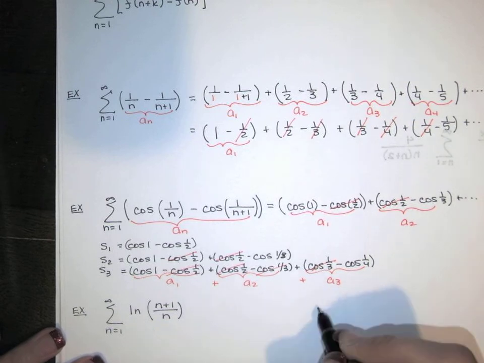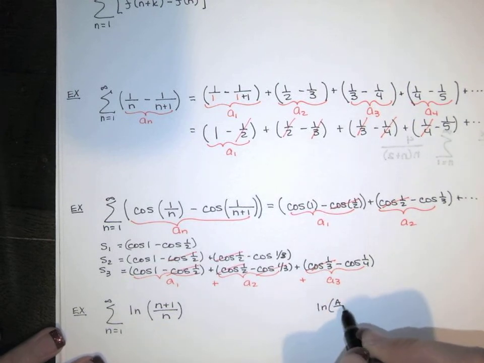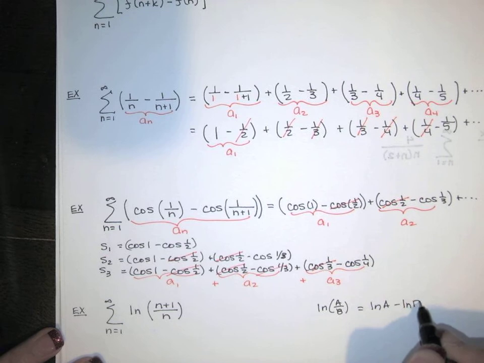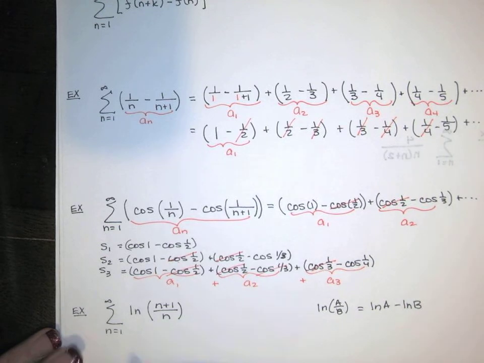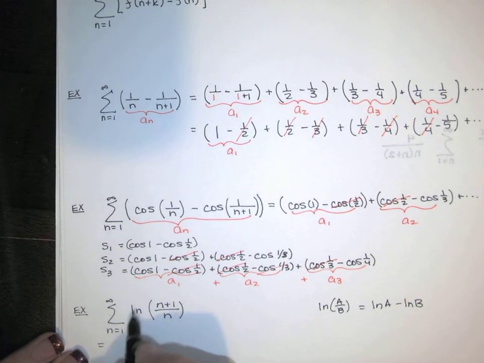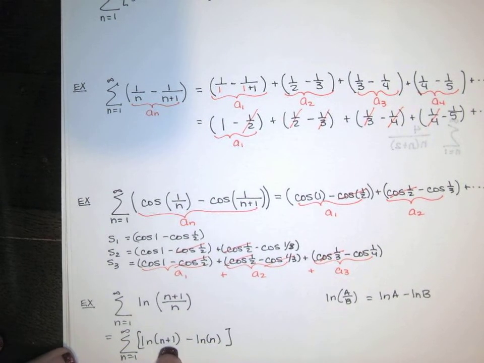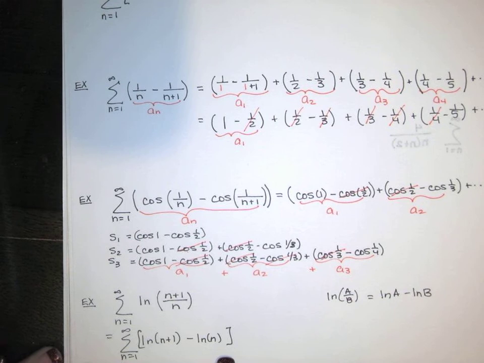And it's similar because of this property from algebra. If I have natural log of a over b, do you remember that there was a quotient rule for logs? That's log of the numerator minus log of the denominator. I hope you remember that. So even though this doesn't look like it's telescoping on the surface, it turns out that it is, because I can write that as log of the numerator minus log of the denominator. And now I've got a function of n plus 1 minus a function of n.